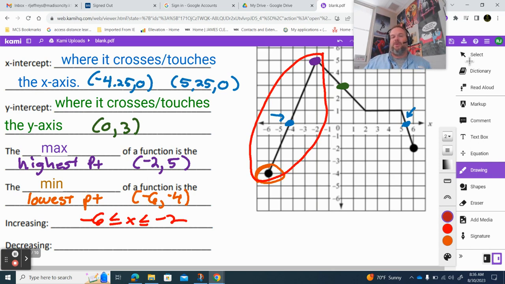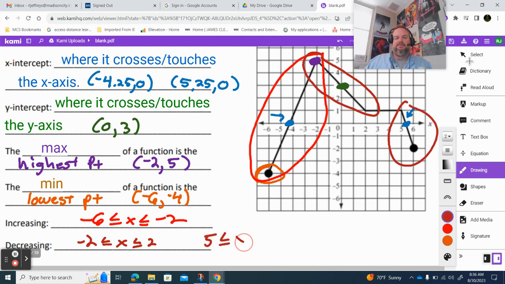Now, decreasing. This is where it's going down. So it decreases here, like from -2 to 2, and then also here from 5 to 6. All right. Now, I will tell you this.